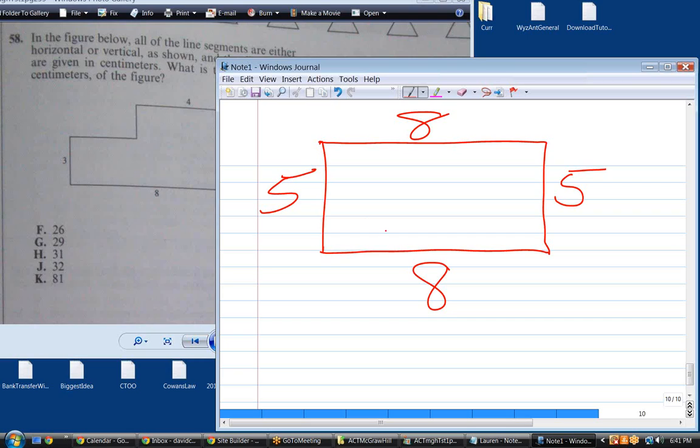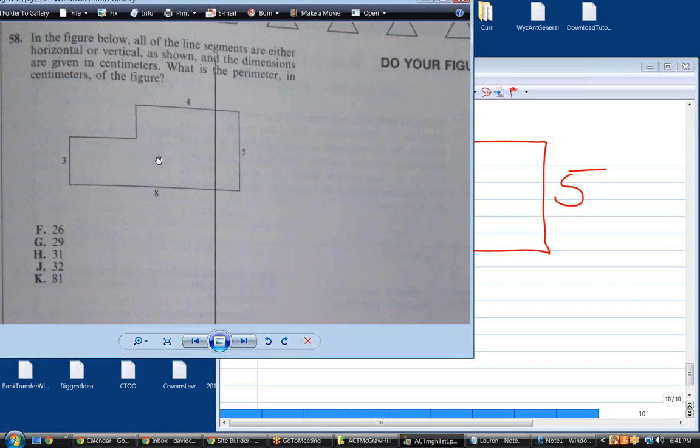In other words, what I'm trying to say is the perimeter of this rectangle is exactly the same as the perimeter of that rectangle, even though this isn't a rectangle. This is a rectangle with a corner missing. Okay. The absence of that corner doesn't change anything. This is exactly the same problem as what is the perimeter of a rectangle that's 8 by 5?